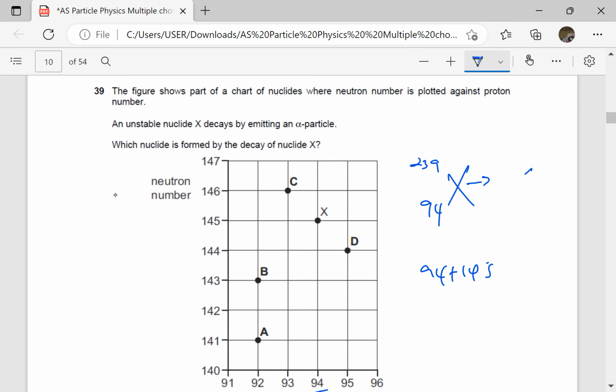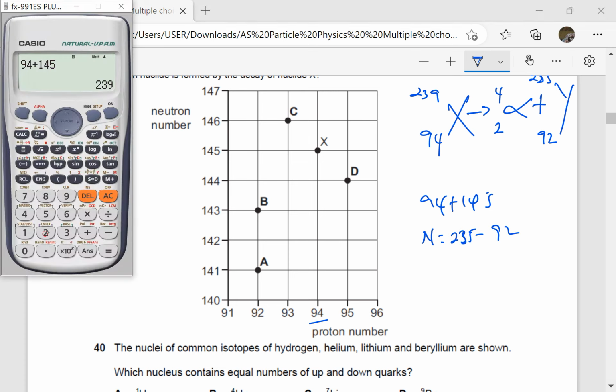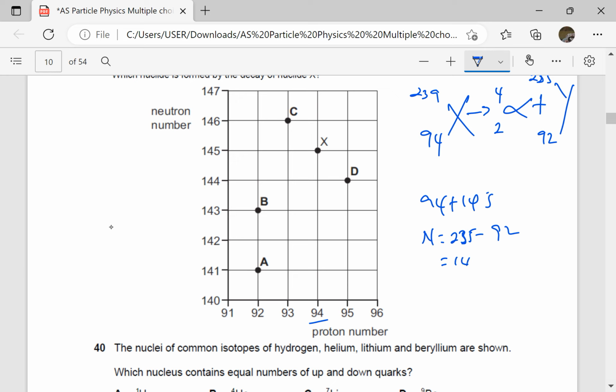So let's find the alpha particle. This decays by emission of an alpha particle, which is 4 2 He, giving us a new nucleus Y, whose nucleon number is 239 minus 4, which is 235. And the proton number is 94 minus 2, which is 92. So the number of neutrons is going to be 235 minus 92, which is 143. So the proton number should be 92 and neutrons should be 143. So the answer is B.